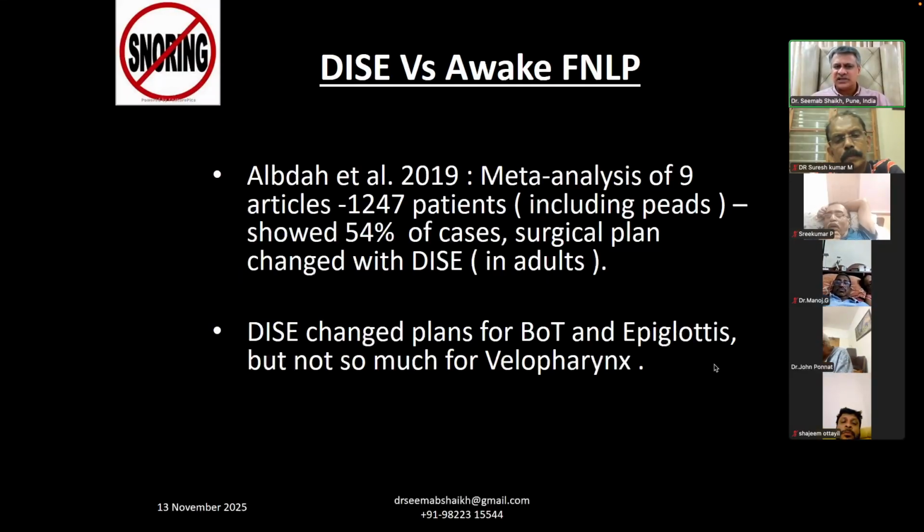In 2019, they did a huge study with 1,247 patients, including pediatrics, in which they showed the conclusion was that in 54% of cases, the surgical plan changed with DICE, only in adults, not in children. But what is important to note here is that the plan changed only for tongue base and epiglottis, not for the palate. So for the palate, DICE was not really that informative in making our surgical planning changes, but definitely yes for tongue base and epiglottis.